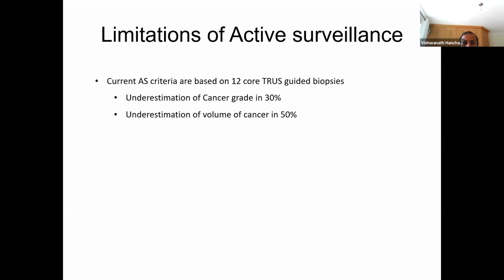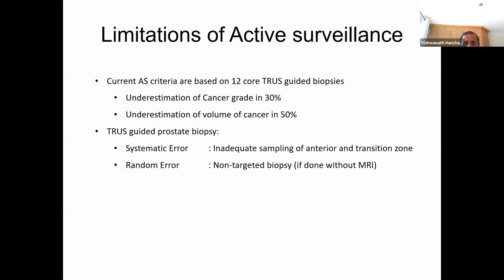With 12-core biopsies, we know that there is underestimation of the cancer grade in 30% and underestimation of the volume of the cancer in 50%. Then there are inherent errors with the trust-guided prostate biopsy: a systematic error, where anterior lesions or transitional lesions are not biopsied, and a random error where, because patients have not had an MRI before, we don't know where the cancer is, and we are just doing trust-guided random biopsies.